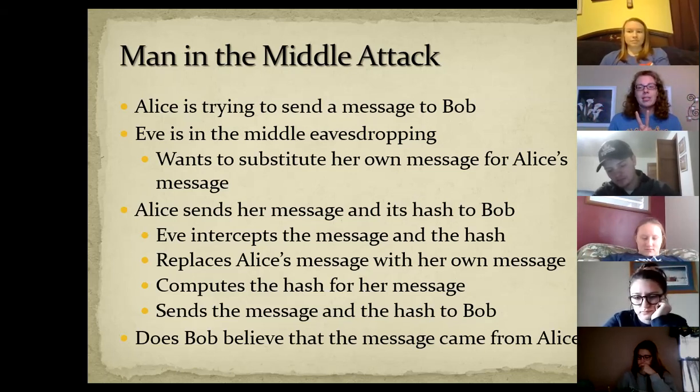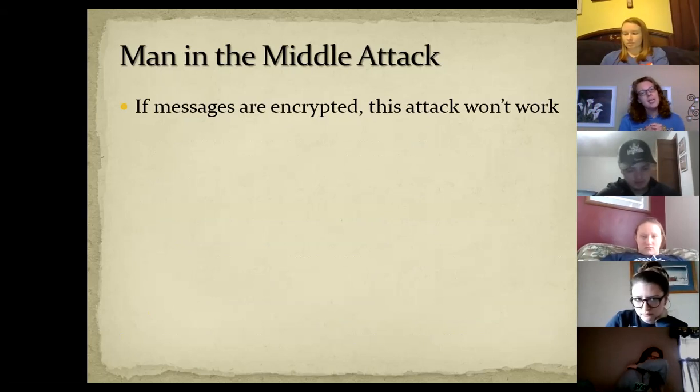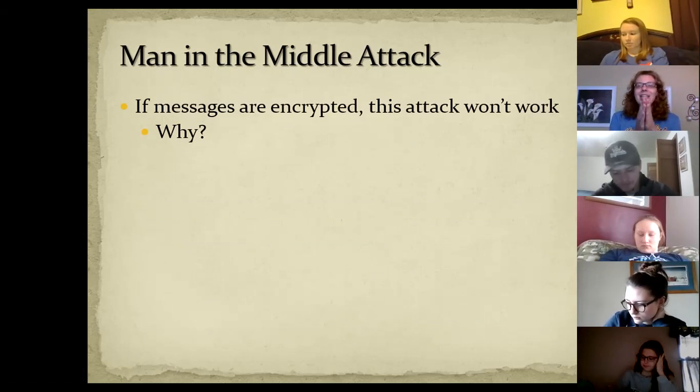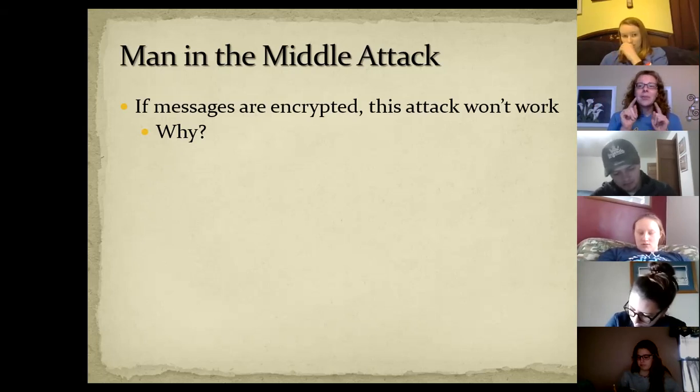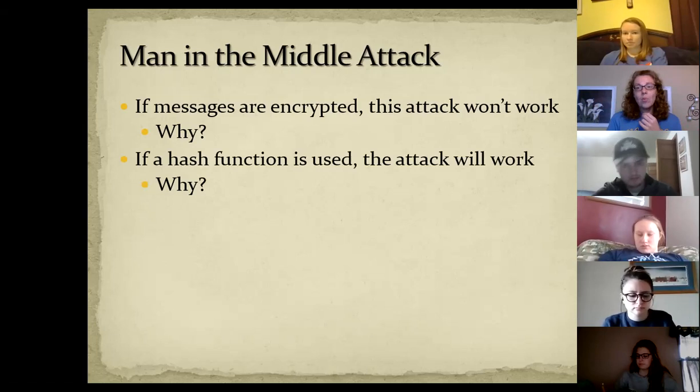We've got a bunch of different ways to solve it, but we'll talk about two. One way to solve it is encrypting the messages. That's a possibility. If the messages are encrypted, then a man-in-the-middle attack won't work. Why? If I was in class, I would have you discuss this with each other, but we're not. Obviously, Eve does not have the secret key. She doesn't have the secret piece of information. She is not going to be able to decrypt Alice's message. So if the messages are encrypted, this isn't going to work. But if a hash function is used, then the attack will work. And that's what we just talked about.